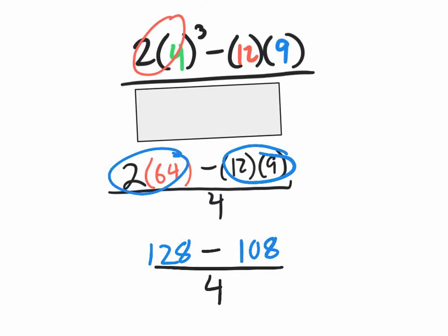128 take away 108. Up on top, we'll get 20. And on the bottom, we still have 4. Now that we simplified the top completely, we got 20, and the bottom was already simplified. Now we could worry about this fraction bar, which is really a division problem. 20 divided by 4 is 5. There's your final answer for that question.